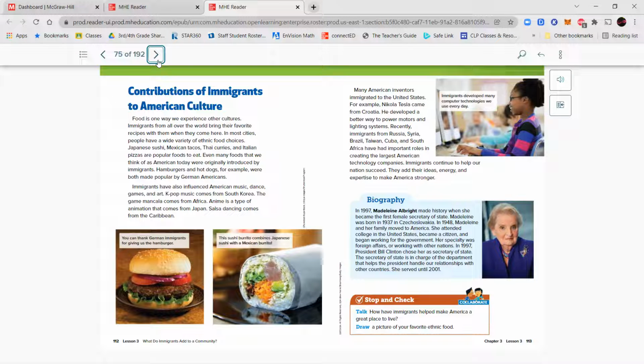K-pop music comes from South Korea. The game Mancala comes from Africa. Anime is a type of animation that comes from Japan. Salsa dancing comes from the Caribbean.